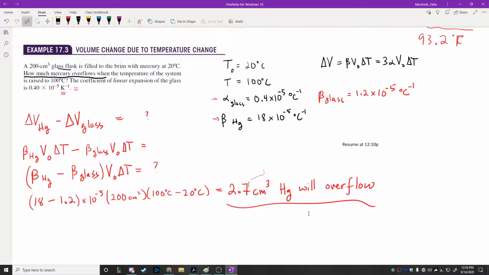I'll just say I'd rather be a boomer than a zoomer. Millennial boomer. Okay. All right, so there's the volume due to temperature change kind of a problem.